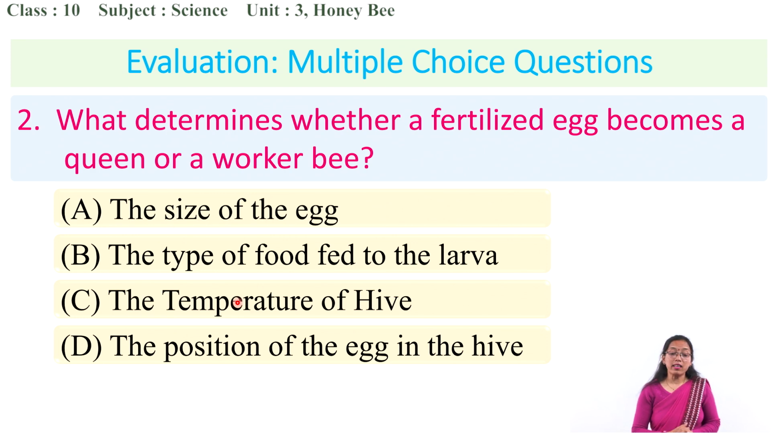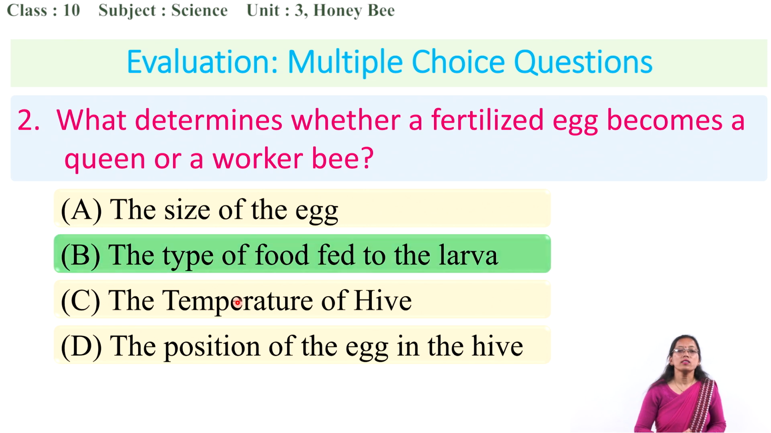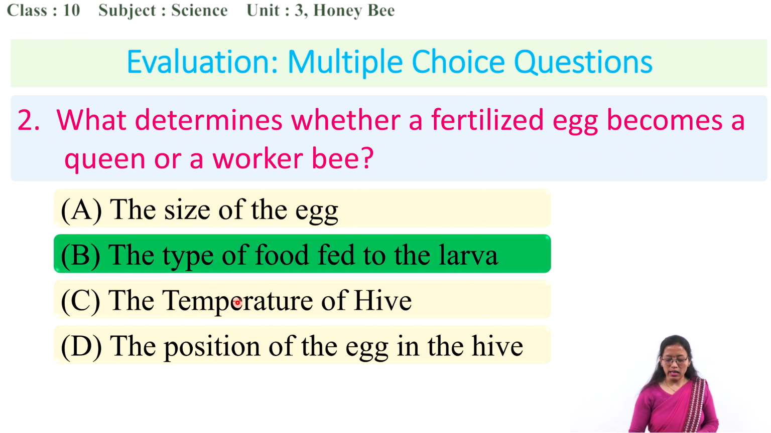And the next question is, what determines whether a fertilized egg becomes a queen or worker bee? The size of the egg, the type of food fed to the larva, the temperature of the hive, or the position of the egg in the hive. Which one decides whether it becomes queen or worker? Can you guess? Yes, you know. This is the type of food fed to the larva. If royal jelly is fed to the complete stage, that becomes a queen, and if after 3 days it is fed honey bread, then it becomes a worker bee.